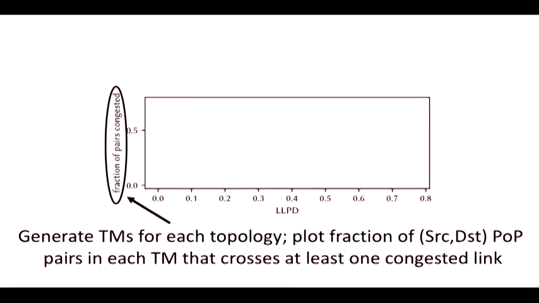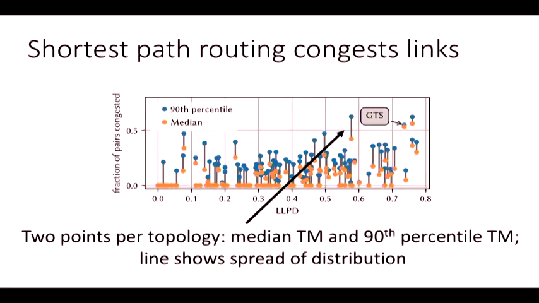On the y-axis, we're going to generate a number of traffic matrices for each topology, and then we're going to plot the fraction of source-destination pop pairs that cross at least one congested link. So the fraction of pop pairs that are congested in this case. This is what the results look like for shortest path routing. For each topology, we're going to plot 2 points, the median traffic matrix and another point for the 90th percentile traffic matrix. And then the line between the two will basically show the spread of the distribution.